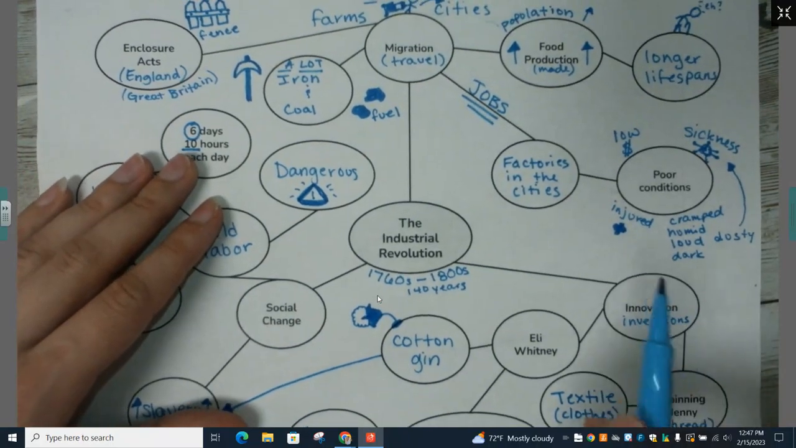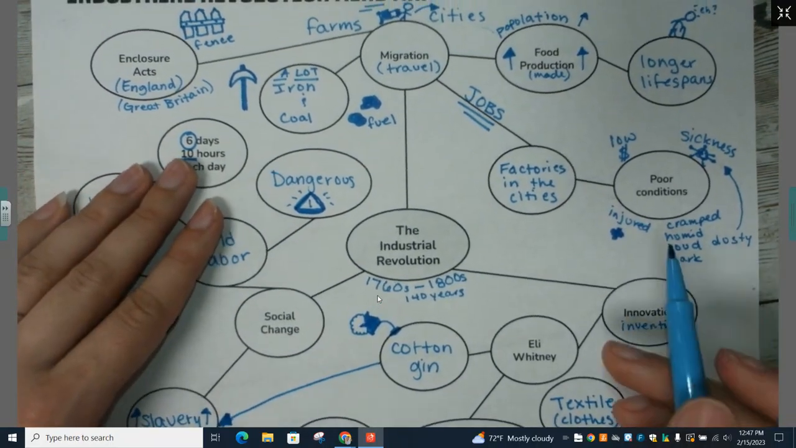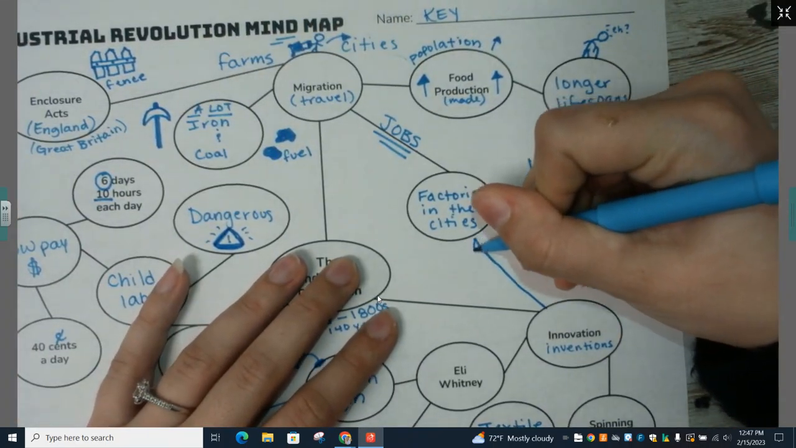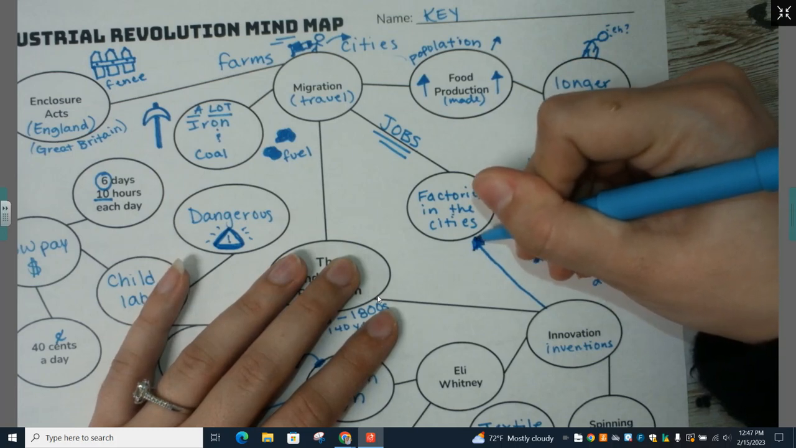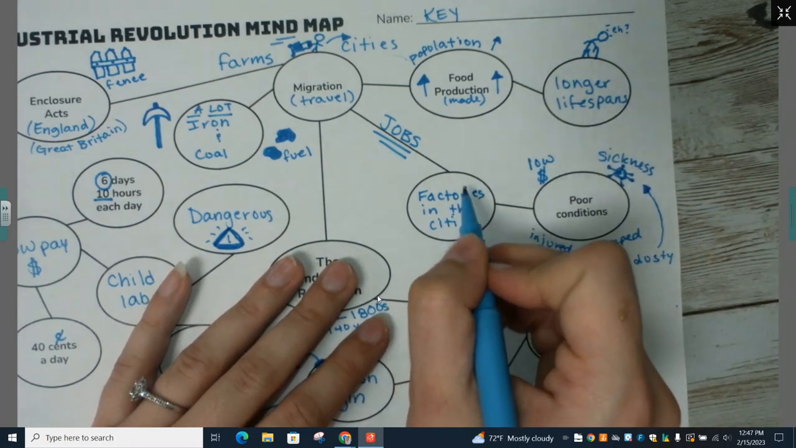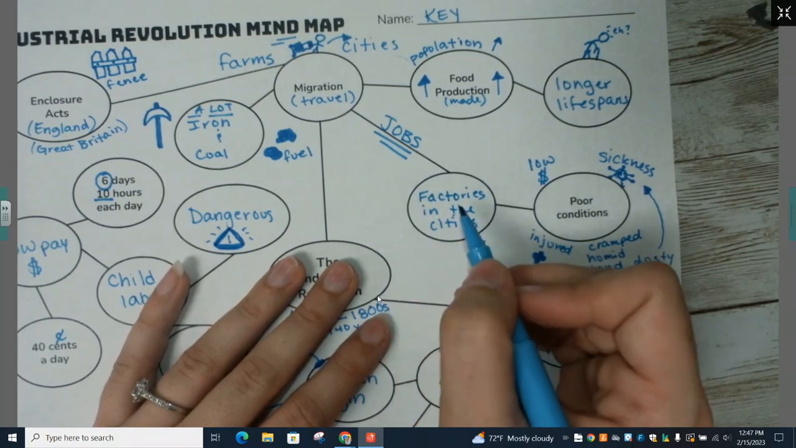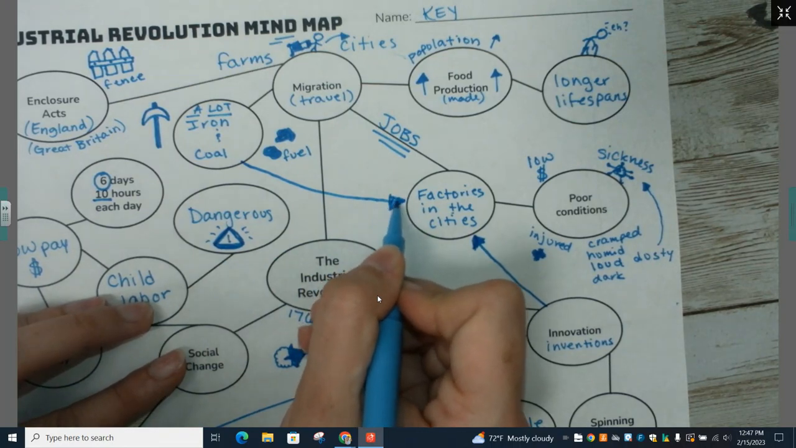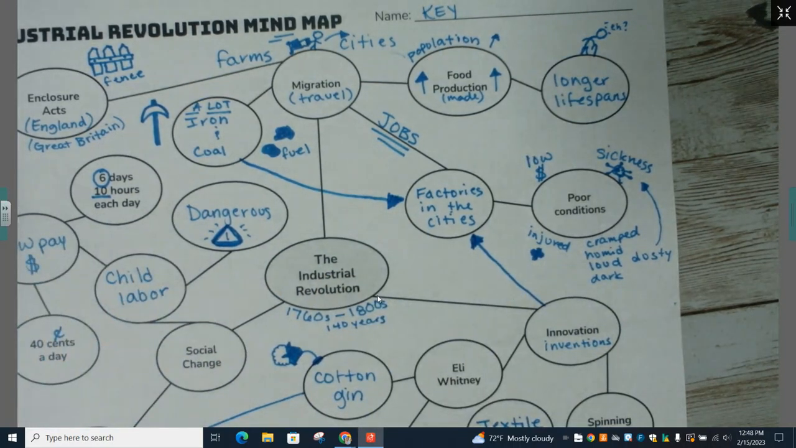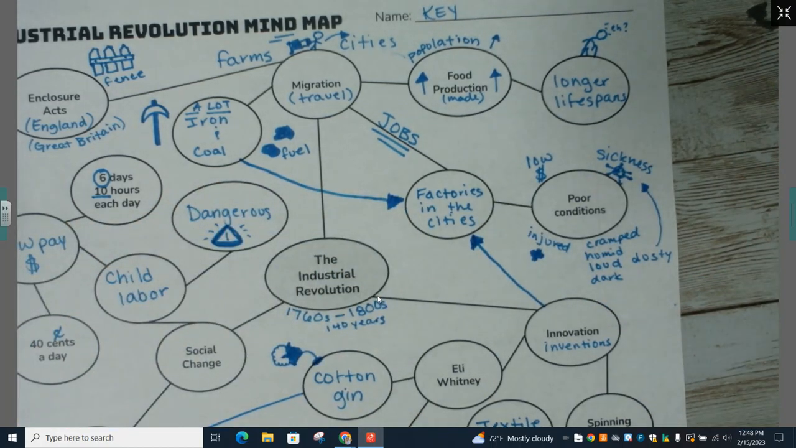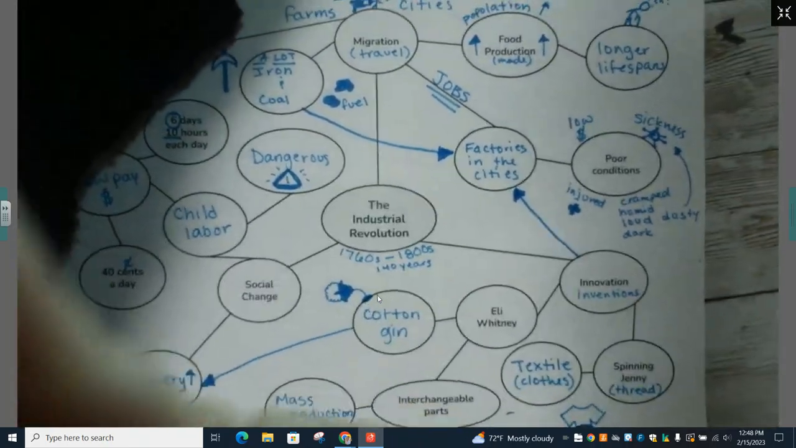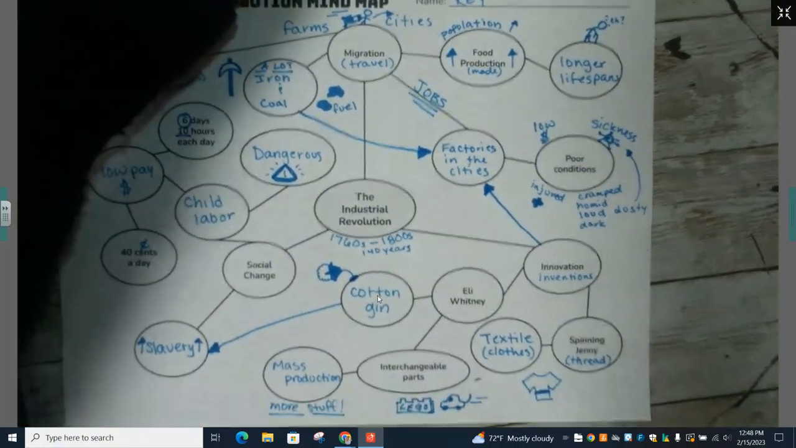There's 2 more little connections that I want to make sure that you guys are aware of. The biggest thing, okay, is that these innovations, we're going to come back to the innovations, led to the factories in the cities growing like crazy. And like I was talking about earlier with iron and coal also led to these massive factories being very popular. So we got to make sure that we connect these 2 guys to factories in the cities as well. All right. Well, this is the Industrial Revolution in its entirety.